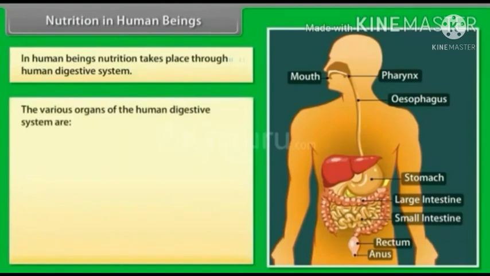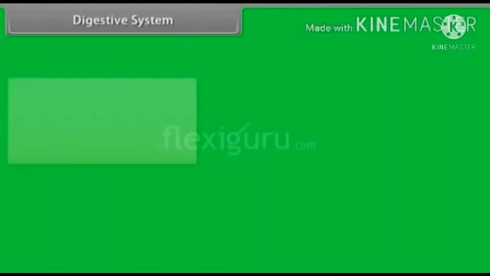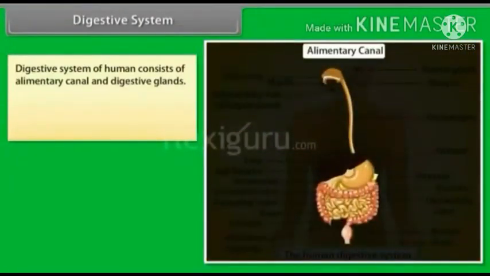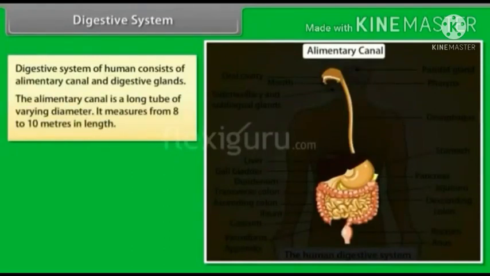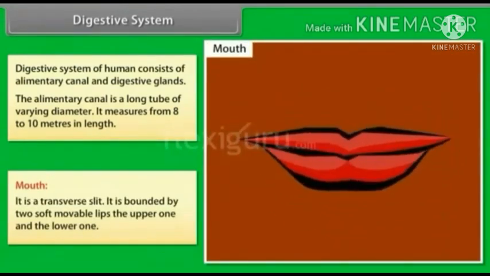The various organs of the human digestive system are mouth, buccal cavity, pharynx, esophagus, stomach, small intestine, large intestine, rectum and anus. The digestive system of humans consists of the alimentary canal and digestive glands. The alimentary canal is a long tube of varying diameter. It measures 8 to 10 meters in length. The first part of our alimentary canal is the mouth. It is a transverse slit. It is bounded by 2 soft movable lips, the upper one and the lower one.